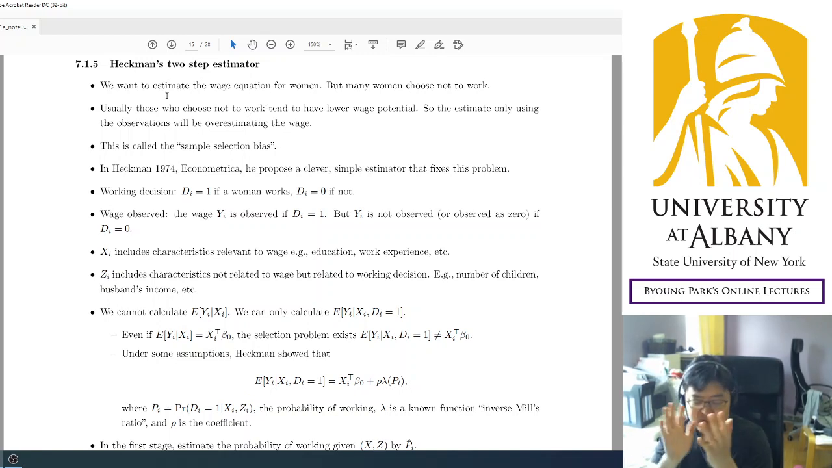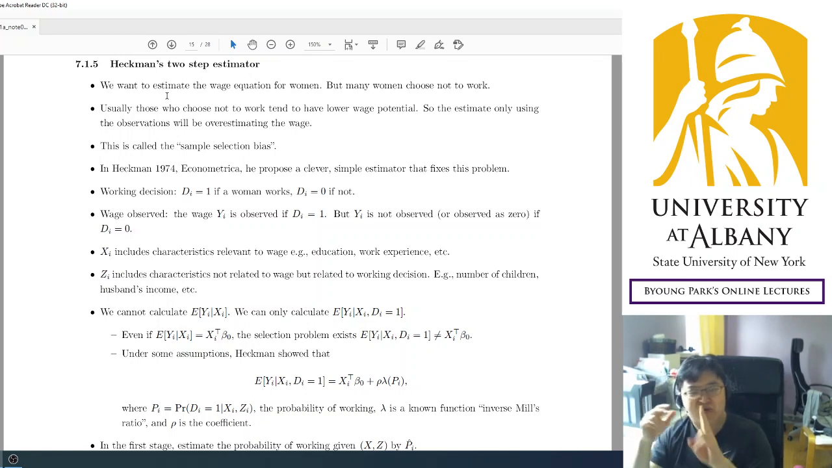The main problem: James Heckman is a professor at U Chicago, and he got a Nobel Prize for this contribution. In the 1970s, many economists wanted to study the wage equation for women. At that time, women's labor participation rate was less than 50%, much less than 50%.